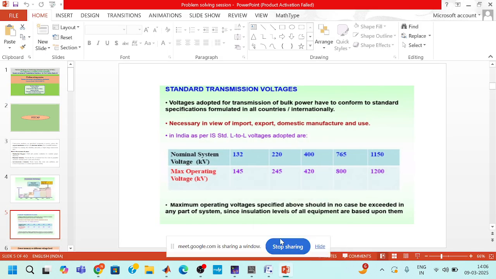So there are some standard transmission voltages which you have to learn for the exam. Like if the nominal system voltages are 132 kilovolt, 220 kilovolt, 400 kilovolt, 765 or 1150, then a question will be asked: what is the maximum operating voltage for, suppose, 765 kilovolt nominal voltage? Then our answer would be 800 kilovolt. This table is very important for exam purposes. You have to learn these line to line voltages and the maximum operating voltage, beyond which there will be no case because insulation failures occur.